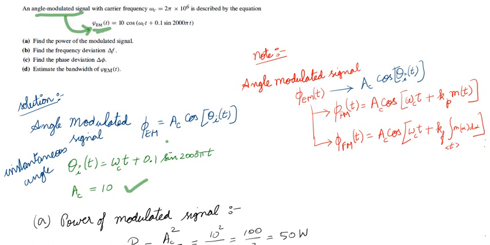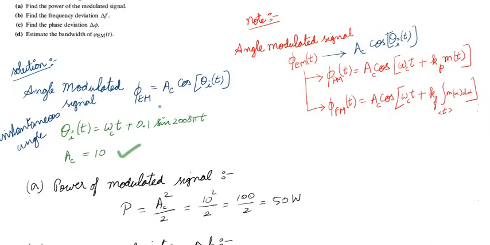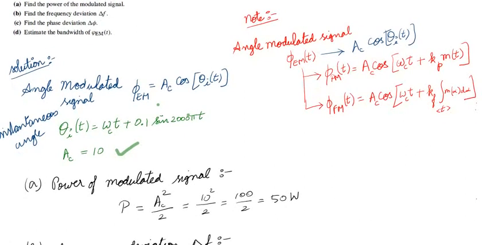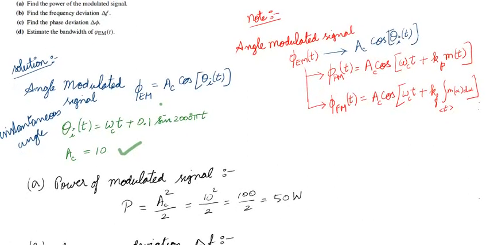Now the first question is: what is the power of the modulated signal? The power is given as the amplitude squared divided by 2, that is A_c squared divided by 2. What is A_c in this case? It's 10. So 10 squared divided by 2, which is 50 watts.